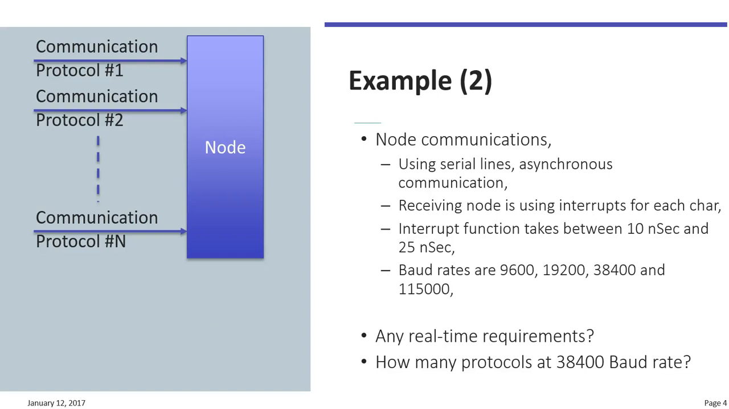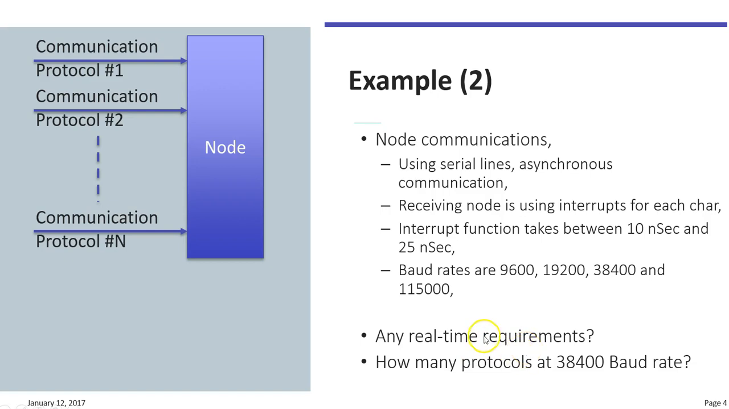Okay, the next example is communication protocols. We have one protocol. It's based on a serial line. That means this node is going to receive a set of characters. And the normal way of doing that is to use an interrupt function. In this case, we have calculated that the interrupt function will take between 10 and 25 microseconds. We have different baud rates here. And then the question is, do we have any time requirements? And of course we have.